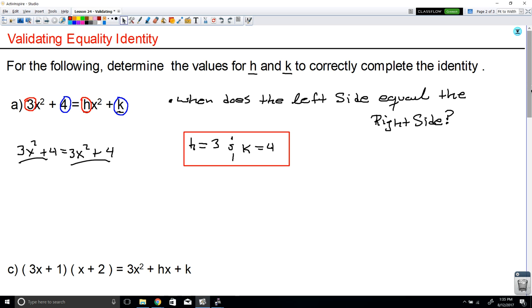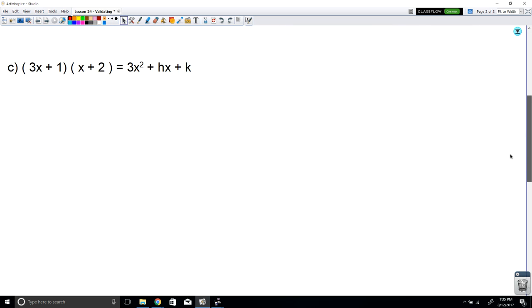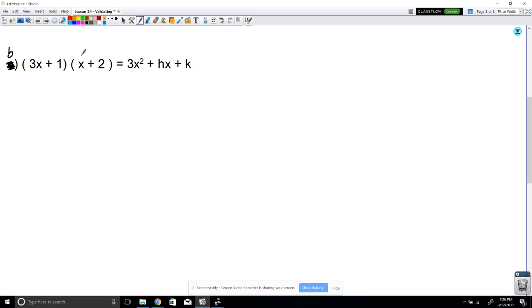Now let's look into something more complicated. Oops, this should have said B, not C. Let's look at example B now. You might notice right away that the left side does not equal the right side. The left side is in parentheses and the right side looks like an expression that has already been expanded. So what do we do in these instances?